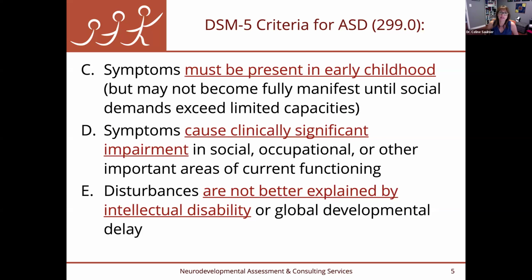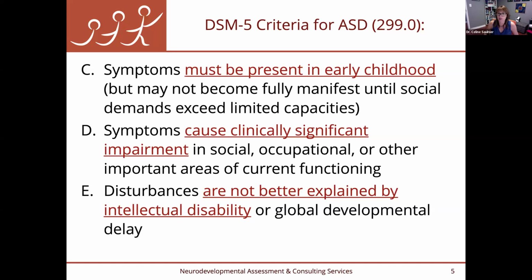Then the DSM-5 has other criteria for autism, and these also have to be met when we are providing this diagnostic label. The symptoms have to be present in early childhood. It's a neurodevelopmental disorder, and it's unfolding over the first few years of life. All the DSMs prior to the 5th edition actually stipulated prior to the age of 3.